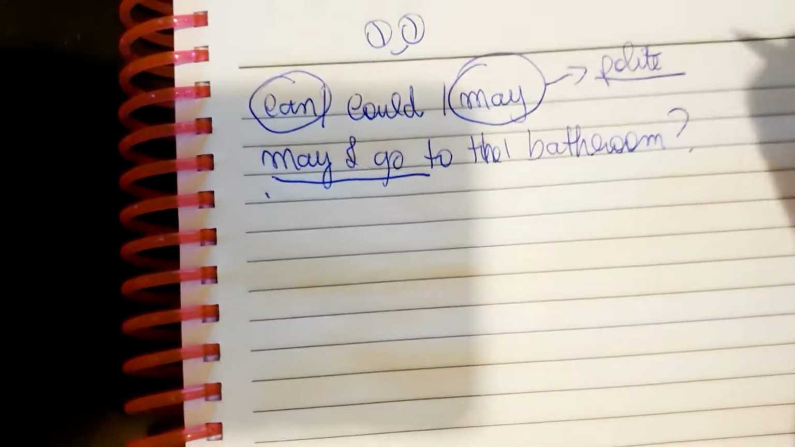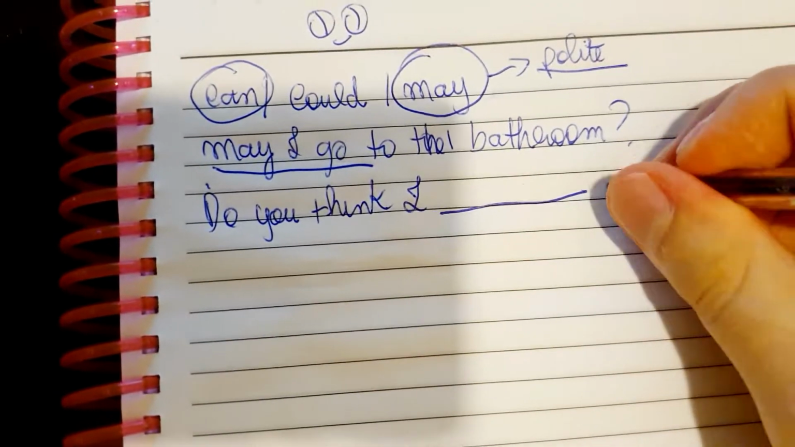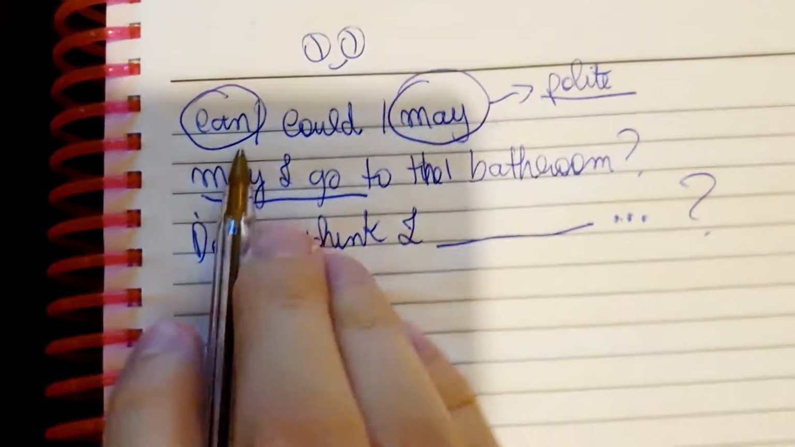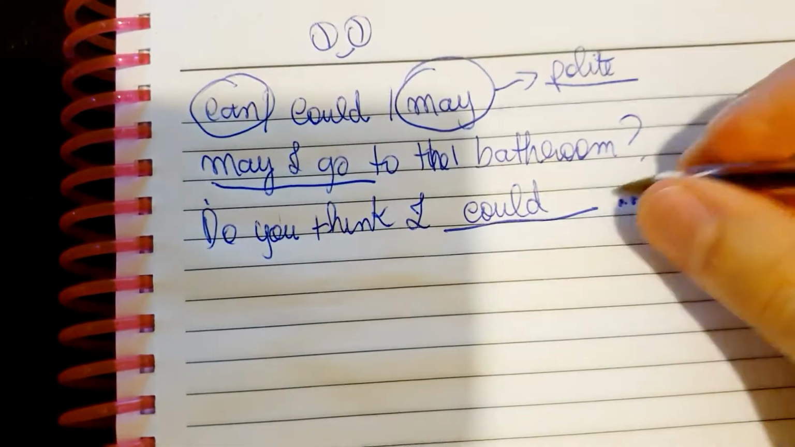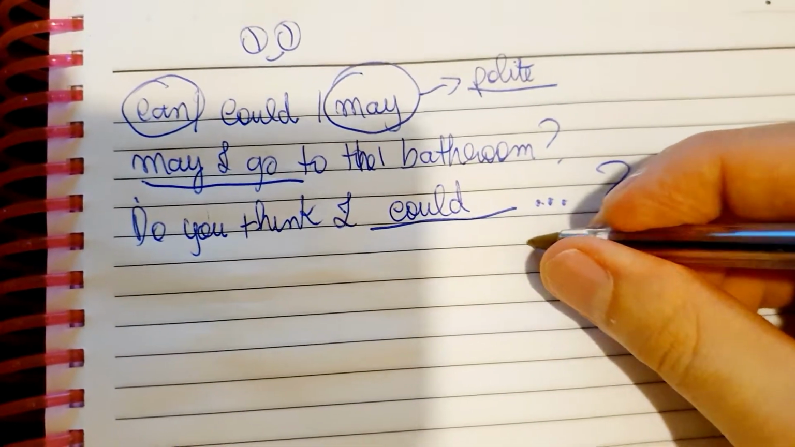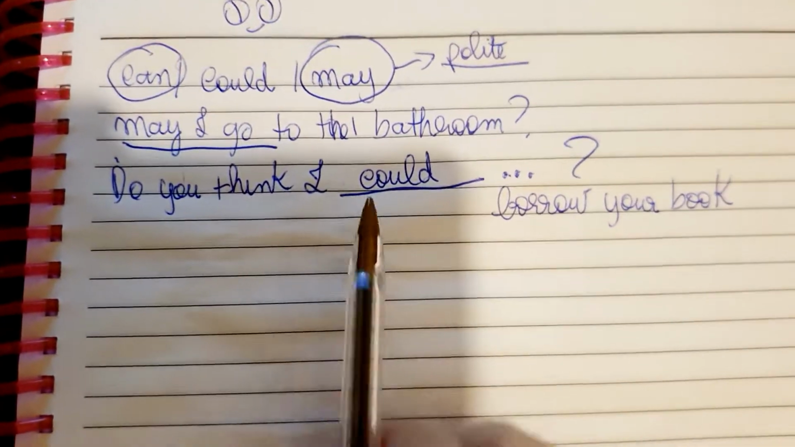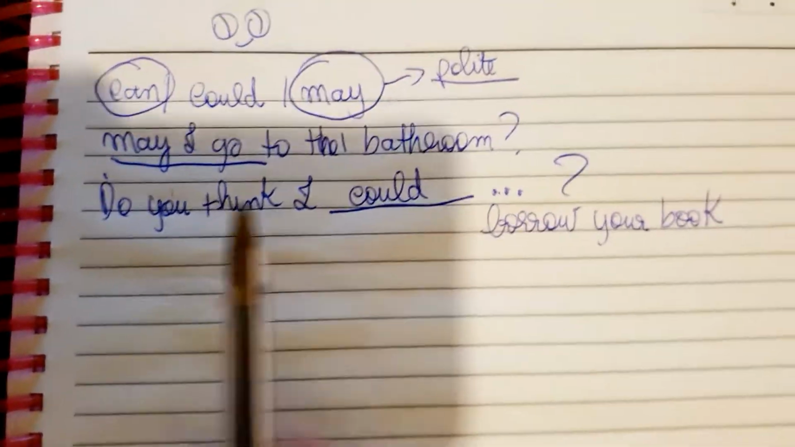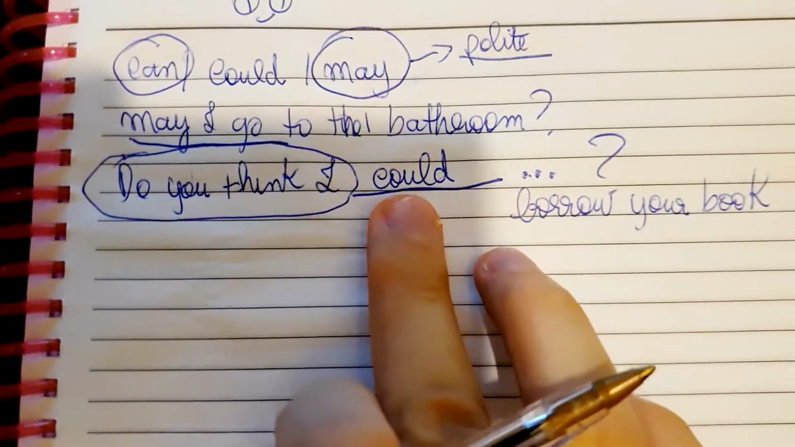You remember that when we use "do you think," which is the verb that I use? Can, could, or may. It's only possible to use could. Do you think I could go outside? Do you think I could borrow your book? Do you think I could go with you? Right? So, when you ask questions using this structure, you have to use could.